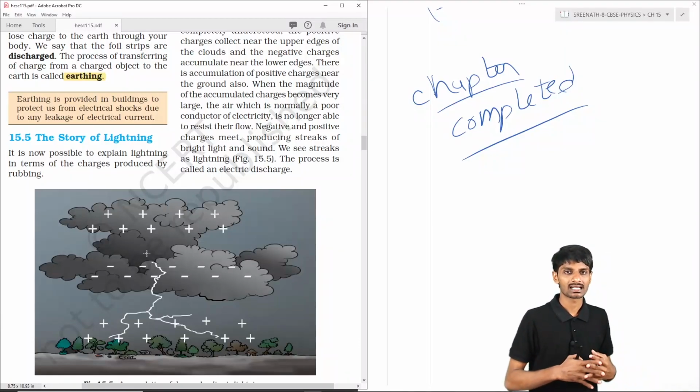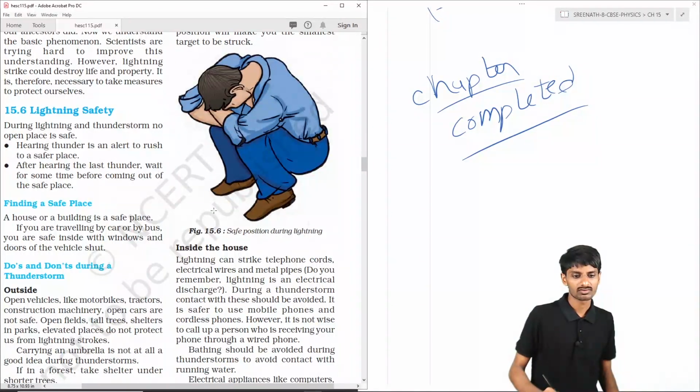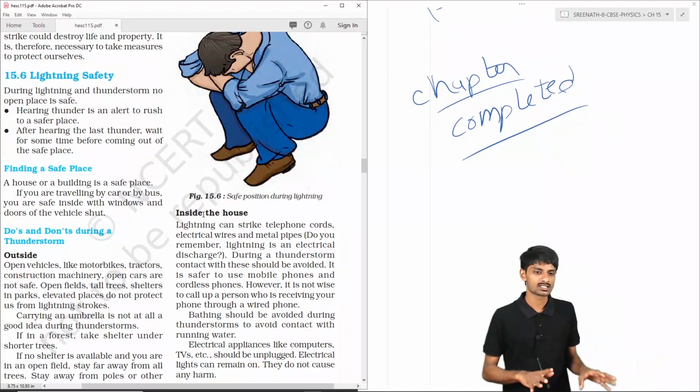So positive will attract the negative. In these situations, lightning and sound come. This is electric discharge. And in the case of lightning, outside is not a safe place.